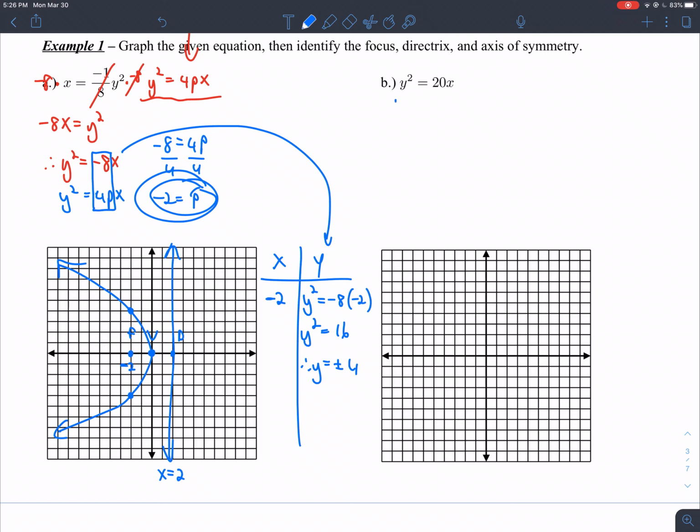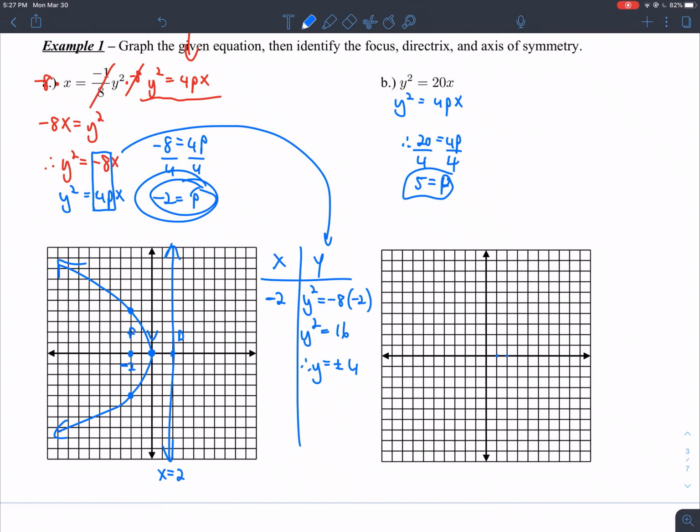This one, y squared equals 4px is the formula if y squared, but this is already the same. So I don't have to change the form or anything. It's already in standard form. I can just say 20 equals 4p, divide by 4, and so 5 equals p. Okay, so now I know y is squared, so it opens left or right, but then p is positive, so it opens to the right, okay, because p is positive. And so I can draw everything I need.